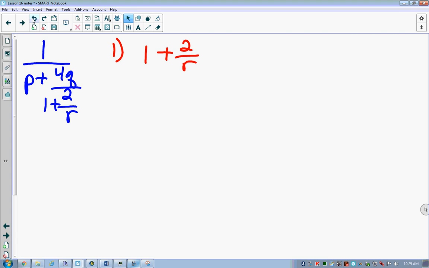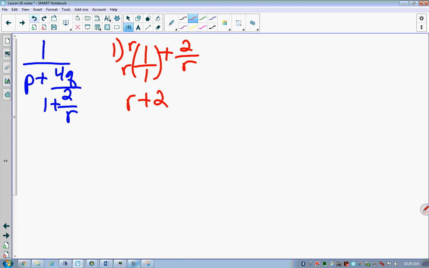Technically speaking, 1 is a fraction over what? 1. So if I can look at it as fractions, now I can simplify, correct? What's my common denominator here? r, good. So we're going to multiply this by r over r. That's going to give me r plus 2 over what? r. Okay, so r plus 2 over r replaces 1 plus 2 over r. Did I lose anybody?